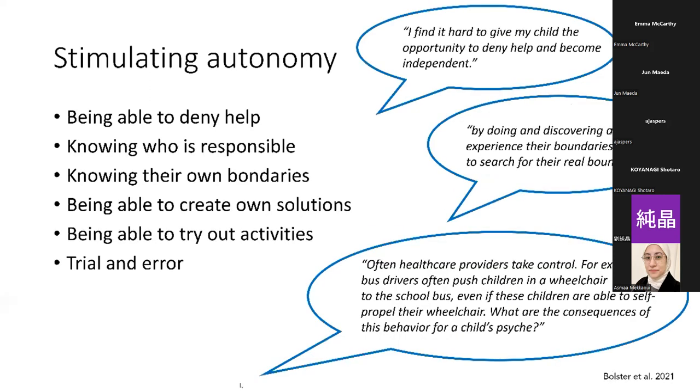And now, stimulating autonomy. The importance of stimulating autonomy for children with a physical disability was mentioned often. Participants believe that in order to become autonomous, it is important for children to be able to deny help, know their own boundaries, and know who is responsible. Parents and healthcare providers are often overprotective and oversupportive, and they often provide help immediately, as mentioned by a parent.